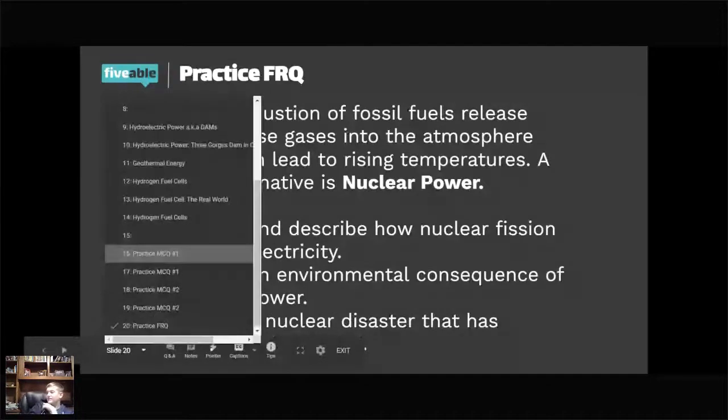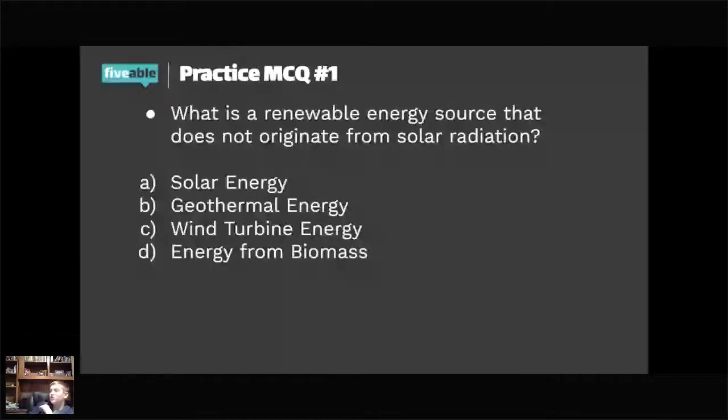Okay, so what is a renewable energy source that does not originate from solar radiation? So this question is basically asking what renewable energy source of this list, solar, geothermal, wind energy, or energy from biomass, does not originally start with the sun being able to heat it. So let's see what you guys said.